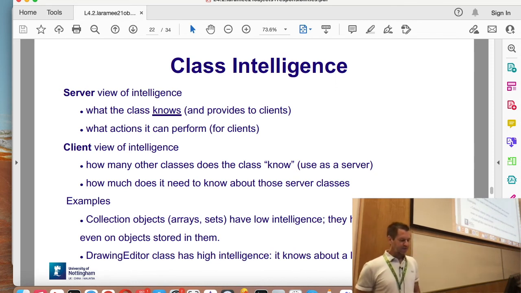So there's a server view of intelligence: what the class knows and provides to clients and what actions it can perform, right? Every object, generally speaking, acts as both a server and a client at different points in the software. The client view of intelligence is how many other classes we collaborate with, and how much it needs to know about those other classes. Some examples are collection objects. They have low intelligence. Arrays and sets, for example, have little effect even on objects stored in them.